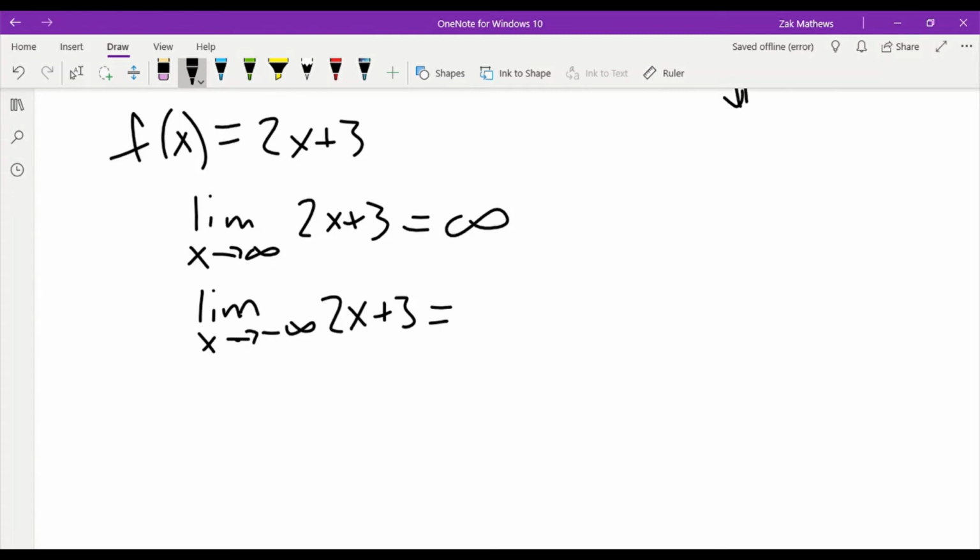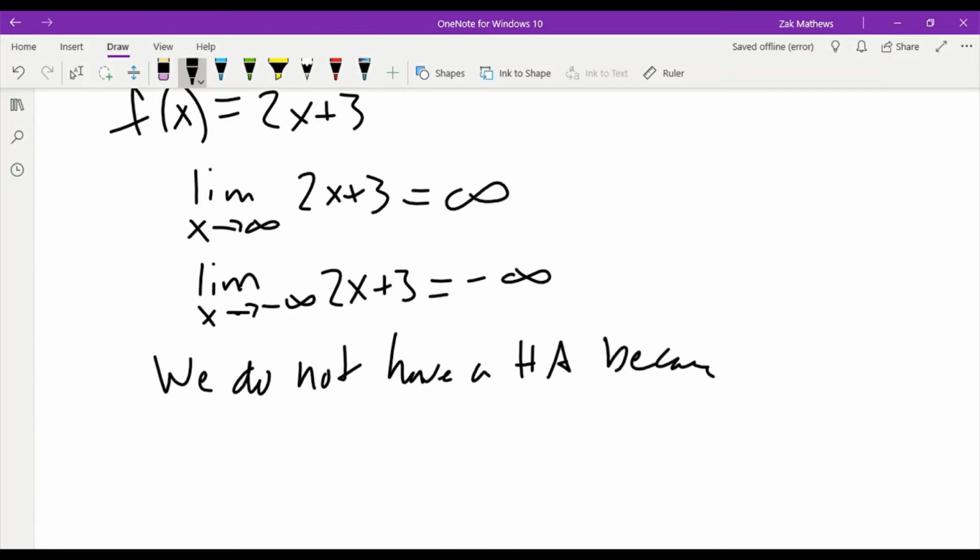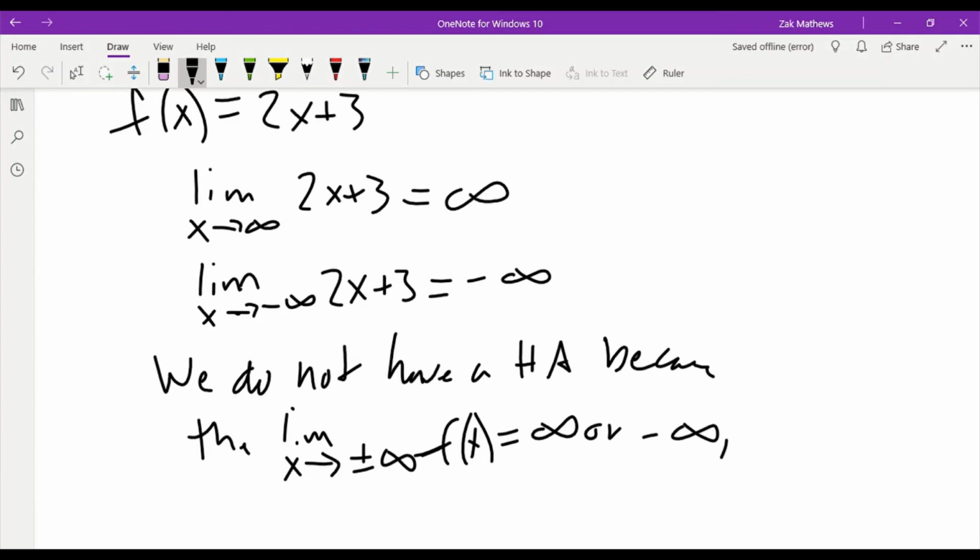So this time we have 2 times negative infinity. That's going to negative infinity. Add 3, it's a rounding error. It's still negative infinity. And so we see that both to positive and negative infinity, we're going to infinity and negative infinity. Therefore, we do not have a horizontal asymptote because the limit as x goes to positive and negative infinity of our function is equal to infinity or negative infinity, not a set value. So again, this would be the level of reasoning I want to see for disproving or for showing that we don't have a horizontal asymptote.